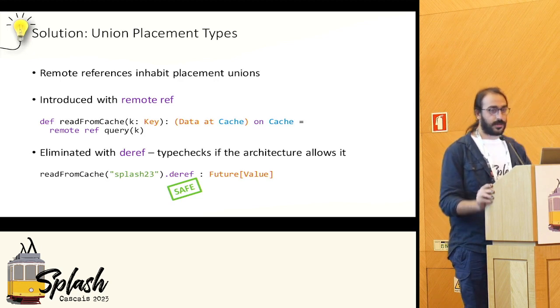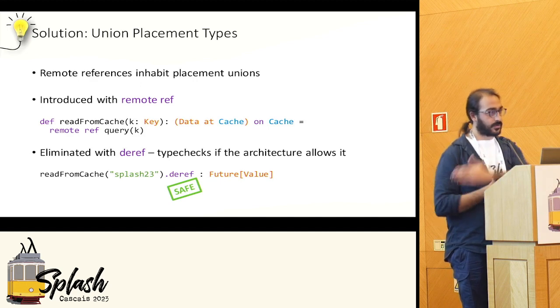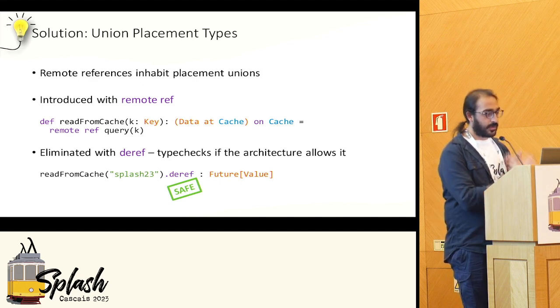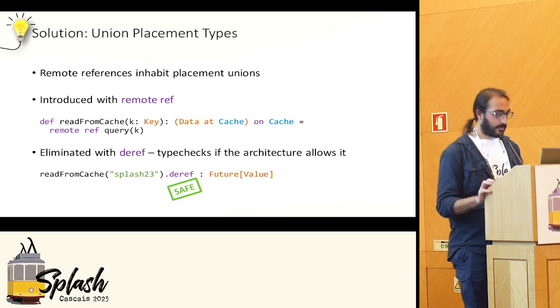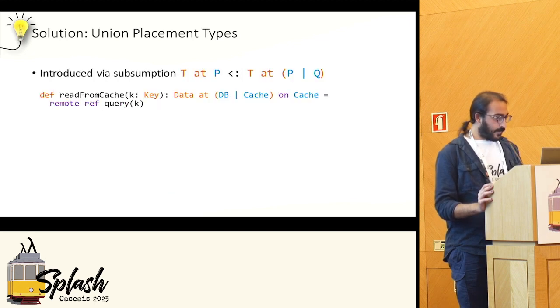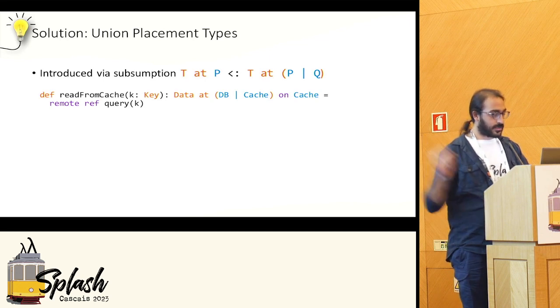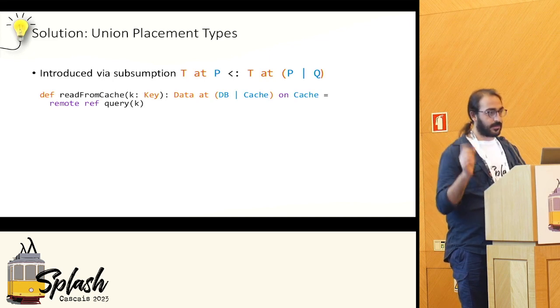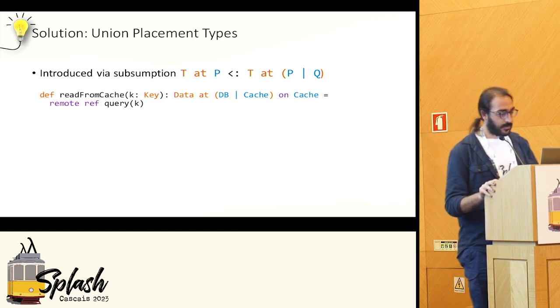But the trick here is that there's also an architecture, so we know whether we're dereferencing from some peer onto some peer, so we can check whether the architecture does specify a connection between these. And we can prevent them at compile time if we know no such connection exists. To introduce the unions, we just use subsumption within the Scala DSL. In the formalism in the paper, however, we have an explicit expression that can broaden the placement of a particular reference.